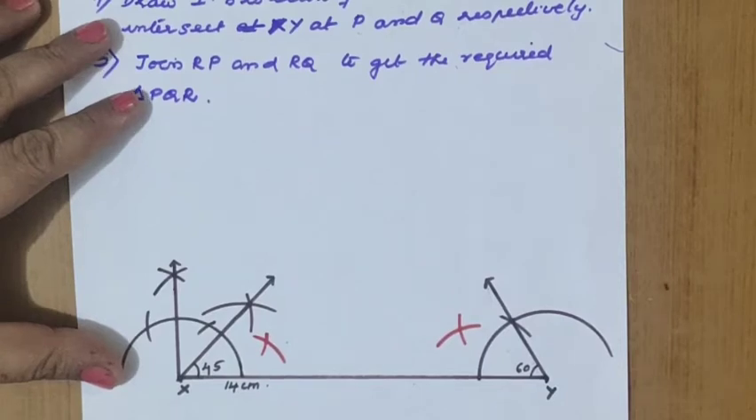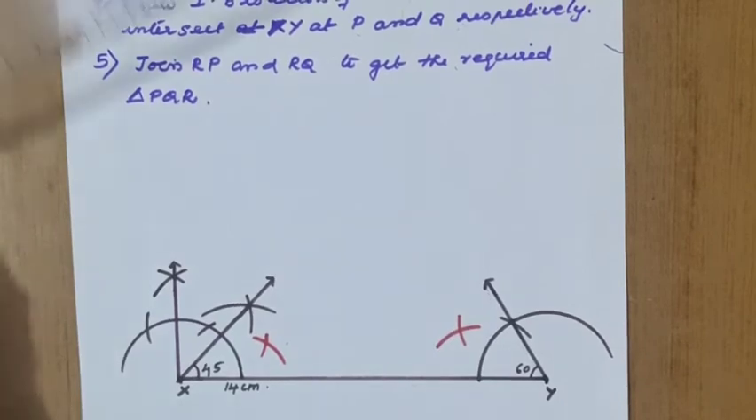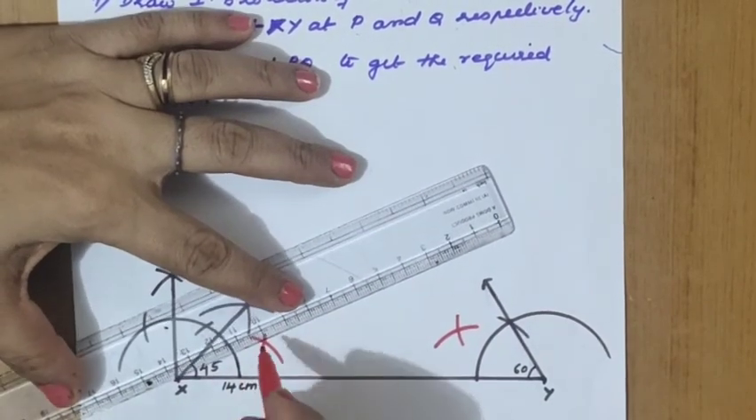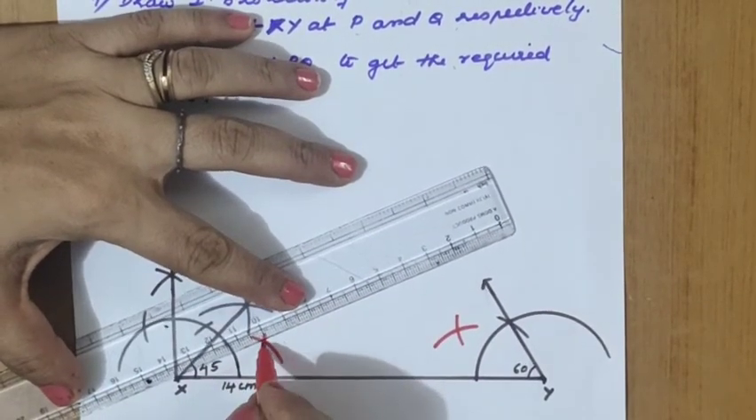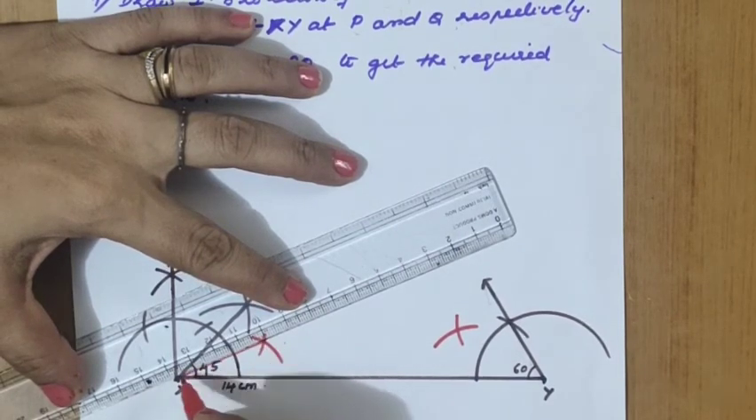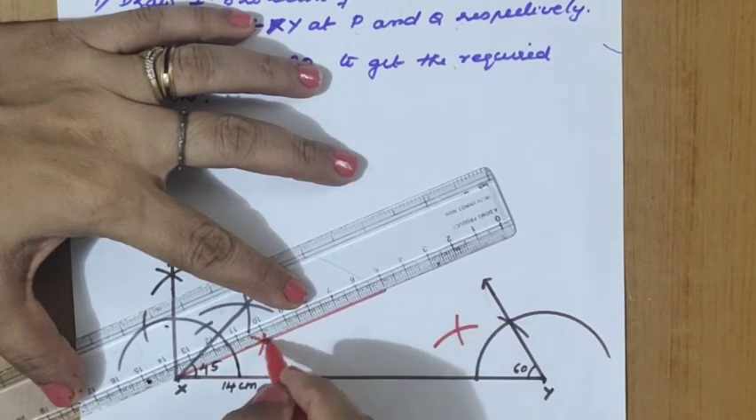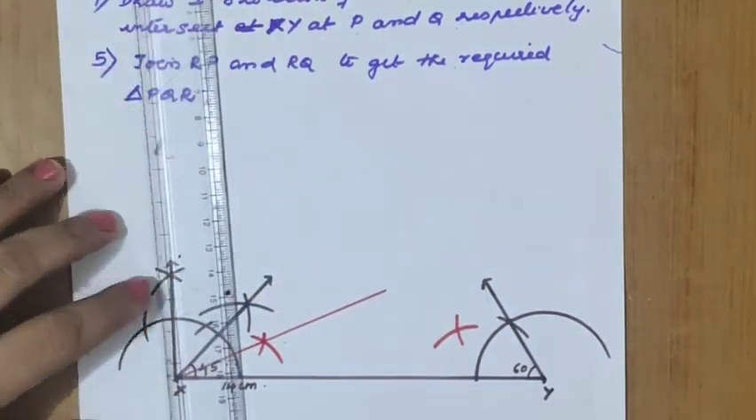Now we should extend this one, right? We should extend these angle bisectors of 45 degree and 60 degree. So we will extend them, they should intersect at one point. So first we will join this one, the 45 degree bisector. Okay, now 60 degree.